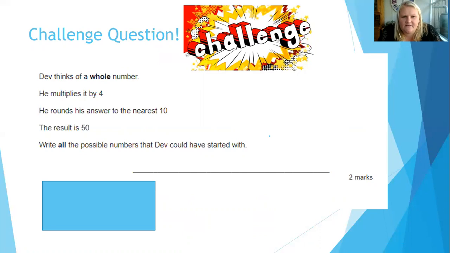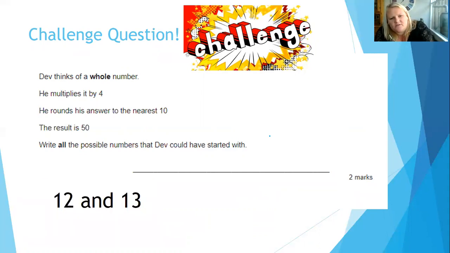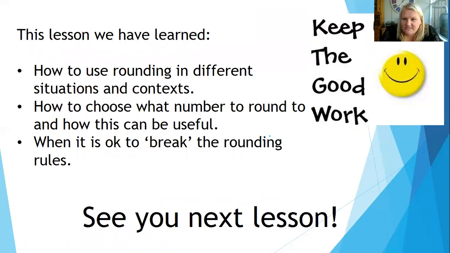So, Dev thinks of a whole number, he multiplies it by 4, he rounds his answer to the nearest 10, and the result is 50. What could it be? He needed to work backwards for this one. So all the possible answers were 12 and 13. Well done if you got those right. Okay, that was a tough one today.